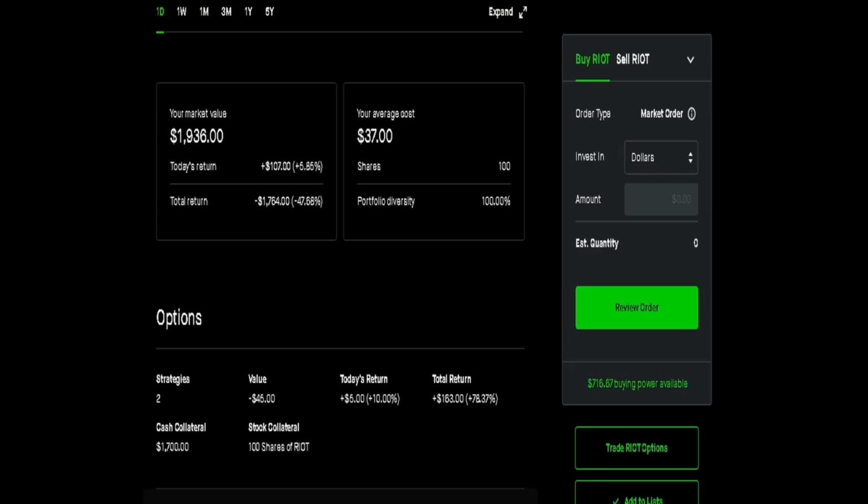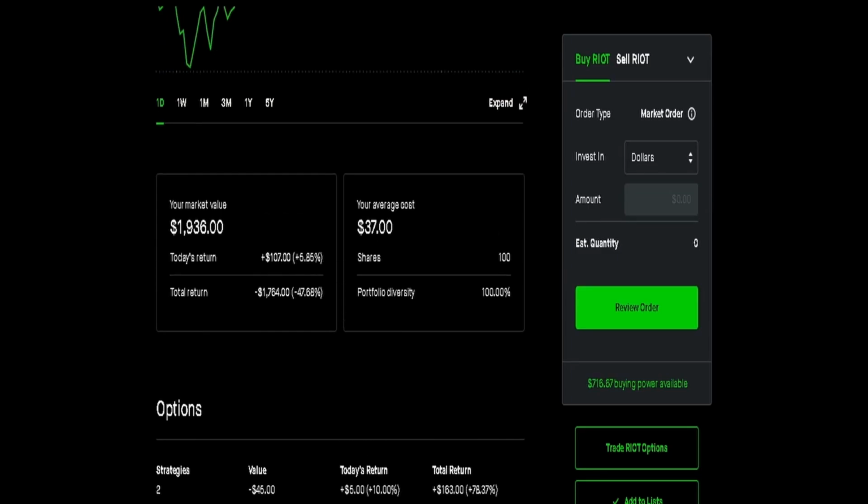Now here, I sold a call at the beginning of the week for $20, which means I would be obligated to sell my 100 shares that have a $37 strike price for $20. So I don't really want to do that, and with it so close, tomorrow I will probably roll this.